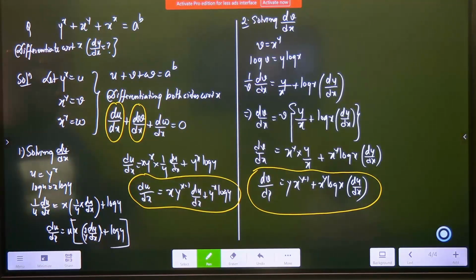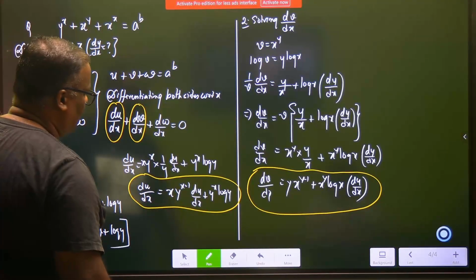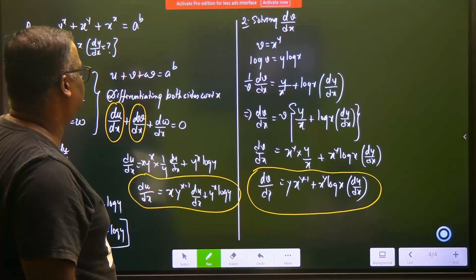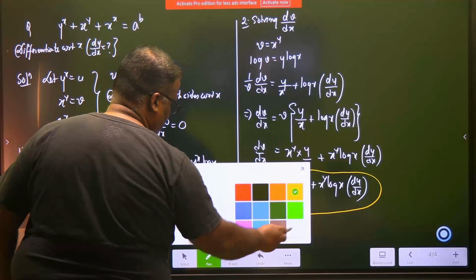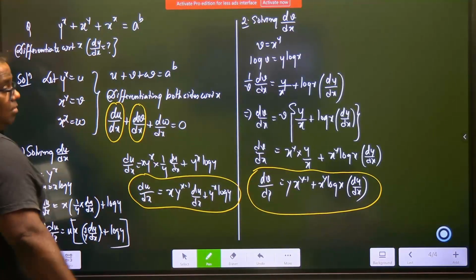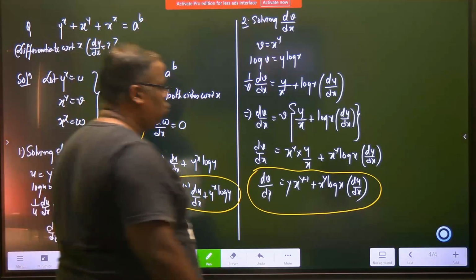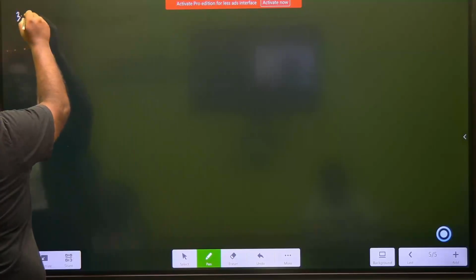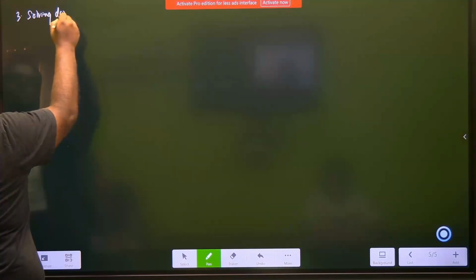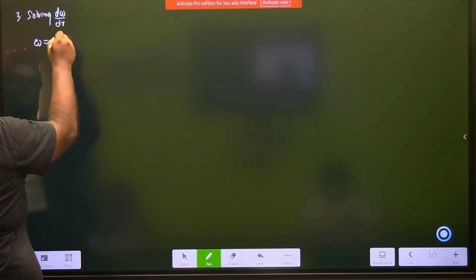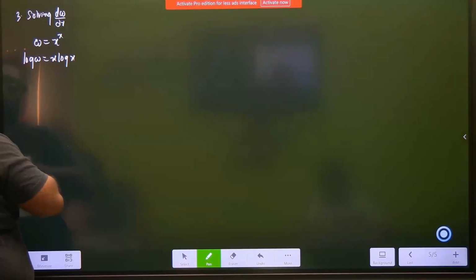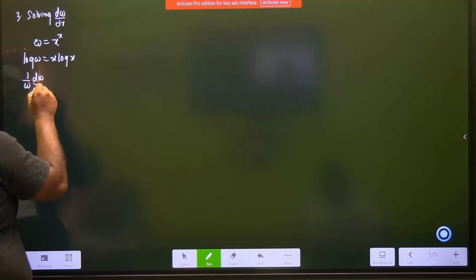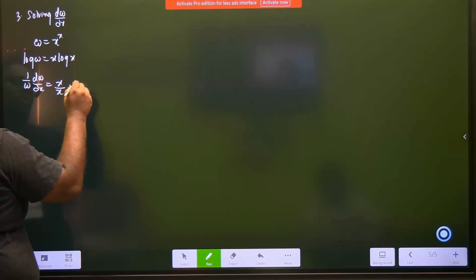Now we have to find dw by dx. Okay. Now solving the third one, dw by dx. You had said that w you had taken as x to the power x. So let's do log w is equal to x log x. Let's do the differentiation now. 1 upon w dw by dx becomes equal to x into 1 by x plus log x into 1.